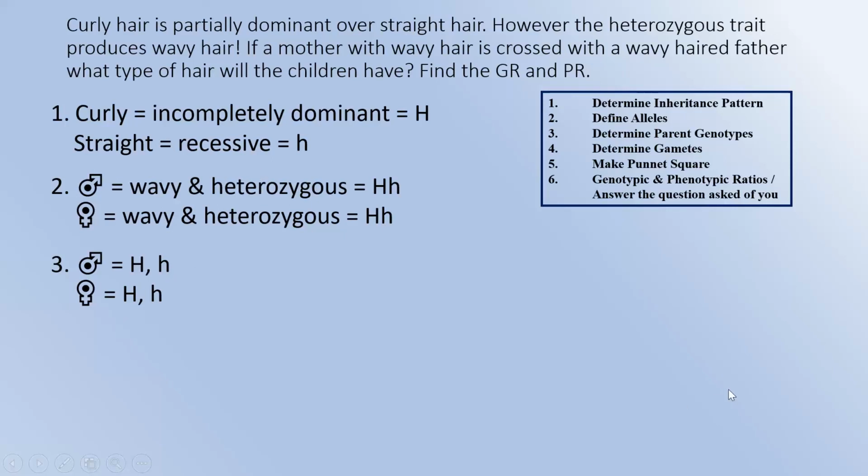So try to finish this question off using these gametes here. Set up the Punnett square, and then define the genotypic and phenotypic ratios. Then we'll come back together in a few moments here and take a look at how that all maps out. So 5, 4, 3, 2, 1.